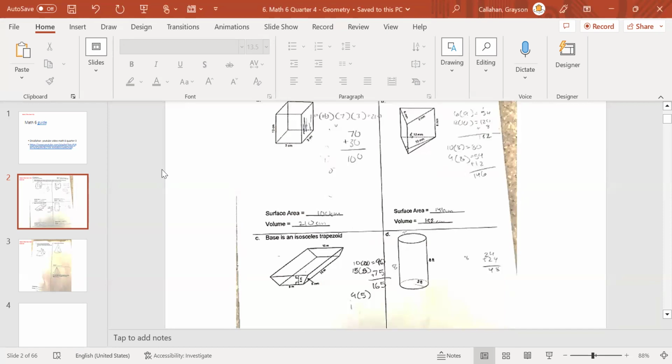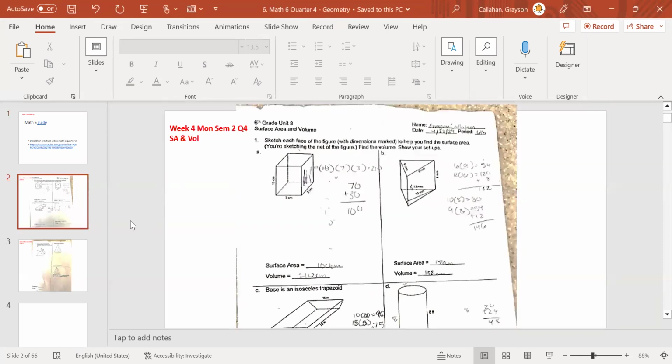Okay, so we are going to go over surface area and volume for week 4, Monday, quarter 4, math 6.